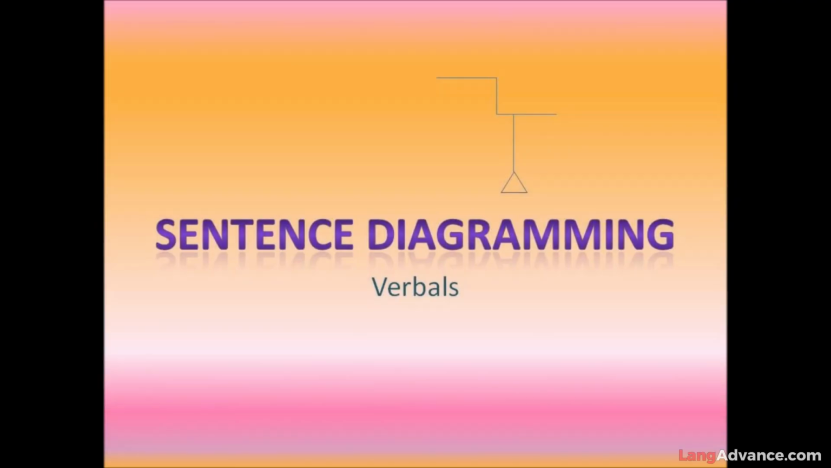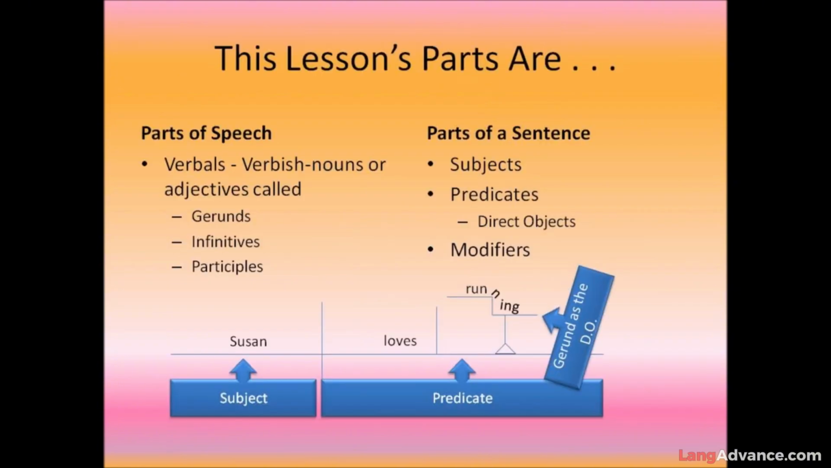Welcome to your sentence diagramming lesson about verbals. This lesson's parts are, in the parts of speech, verbals, which are verbish nouns or adjectives, and there are three types: gerunds, infinitives, and participles. As for the parts of a sentence, we'll be talking about subjects and predicates, including direct objects and modifiers.